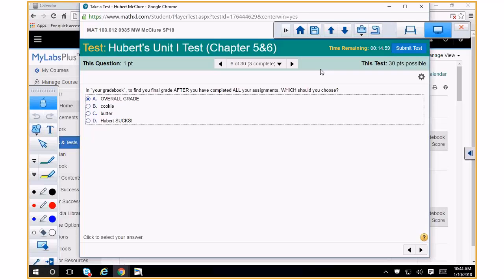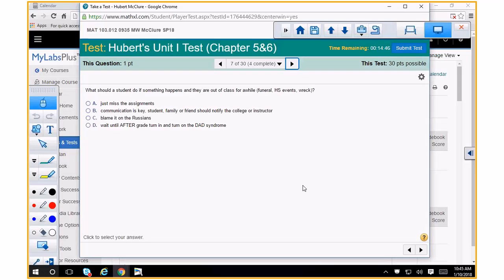And I'll get these questions in class. You'll hear somebody ask that, and I'm talking about not in this class, but in maybe another class that I teach. You'll hear these questions being asked. I'm not supposed to put them all together like this, but sometimes it does, sometimes it doesn't. What should a student do if something happens and they are out of class for a while? A funeral, high school events, a dual enrollment class, or a wreck.